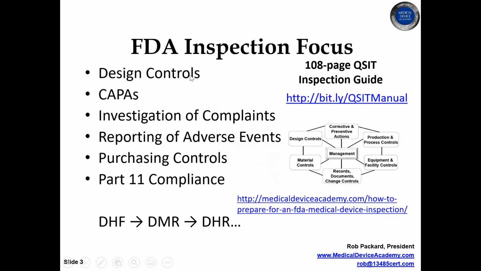The FDA has 4 key areas that they look at during inspections: design controls, CAPA, investigation of complaints goes with the CAPAs, adverse event reporting goes with CAPAs. Then they look at production process controls, and they look at management systems. So there are these 4 key areas that they look at, and design controls is one of the 4 key areas.